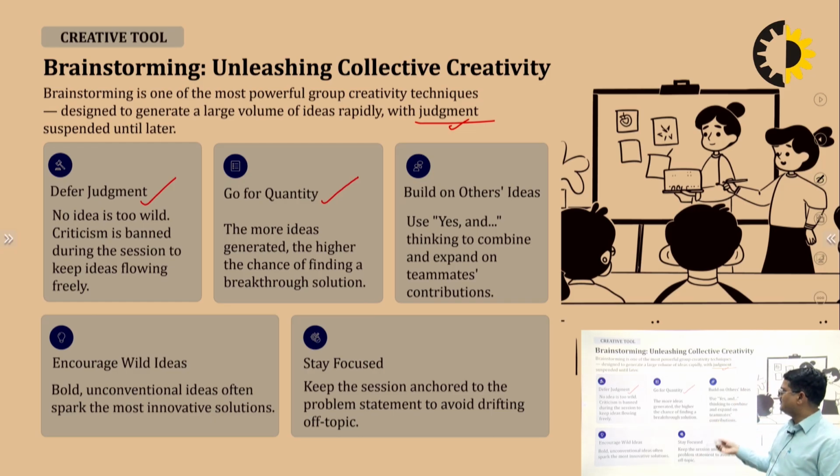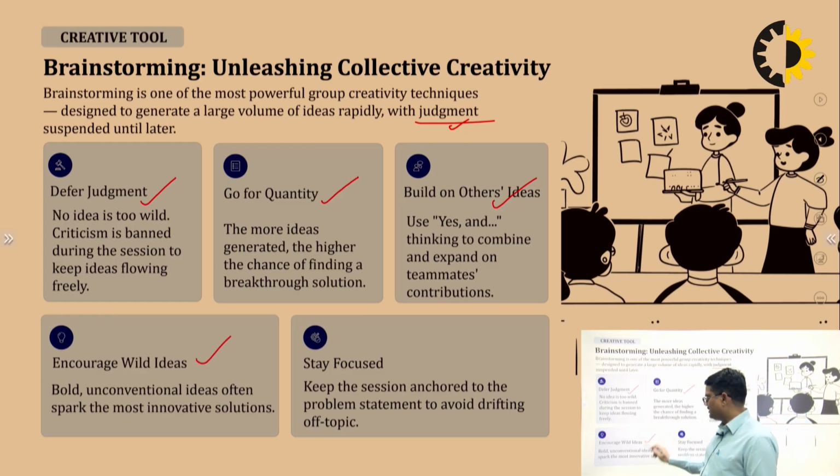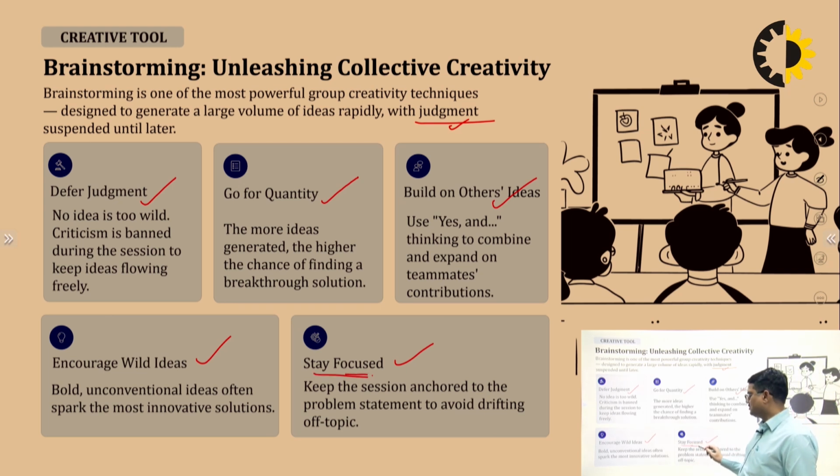The next thing that is important in brainstorming is to build on others' ideas. If a team is having some problem, or new ideas are not generating as frequently, then we can try to generate our ideas on the basis of others' ideas. For that purpose, we use thinking to combine and expand teammates' contributions. The next thing is we need to encourage wild ideas. That is the main point from where creativity comes into our solution. And we need to stay focused. Most of the time, these discussions get very distracted. We can easily lose focus on the problem, or on the outcome we expect from the brainstorming. So we need to stay focused.